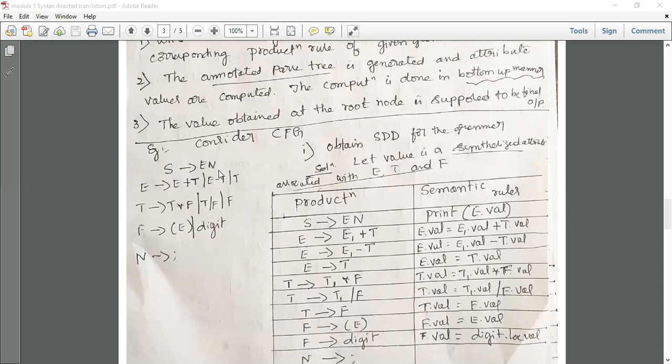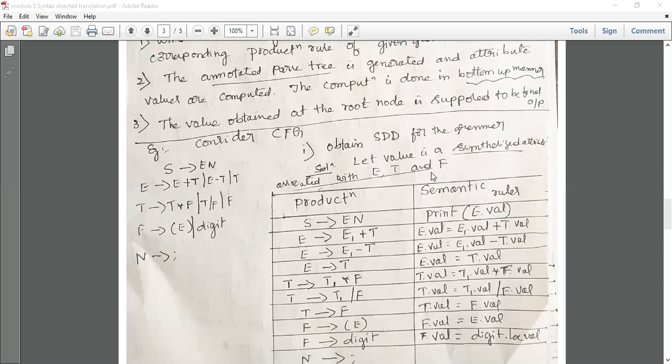They have given all the productions. Consider S tends to E n, E tends to E plus T, E minus T, and then T tends to T star F, T by F, F, and F. So here E to T is there, T to F is there, F to digit is there, and then S. Finally we got this one. Already you know these productions. In this question, they are asking to draw the SDD for the grammar. Let value be a synthesized attribute associated with E, T, F.